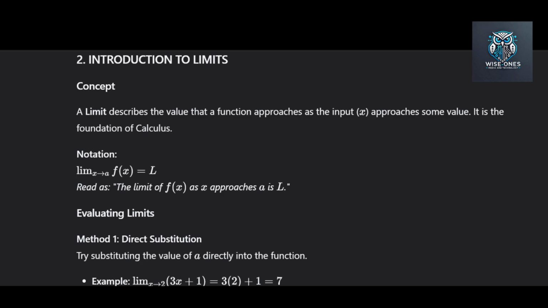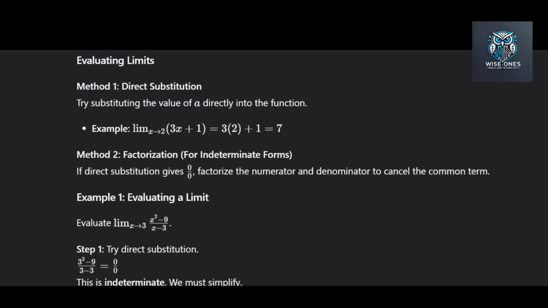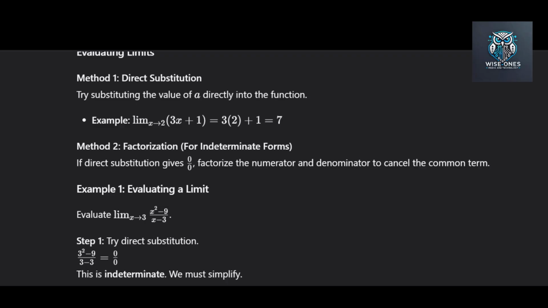Method 1 is direct substitution. This is the easiest way. You try substituting the value of x directly into the function. If you get a normal number, that is your answer. For example, limit as x approaches 2 of open bracket 3x plus 1 close bracket. You just put 2 where x is. 3 times 2 plus 1. 6 plus 1 is 7, so the limit is 7.